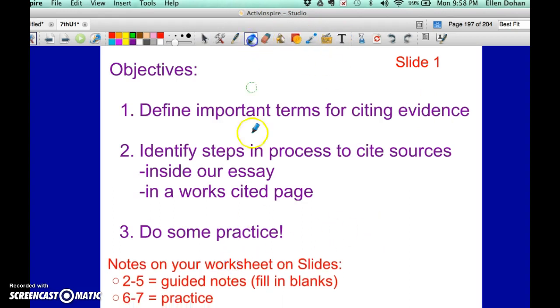So in order to prep for this, you're going to take some notes. You're going to take these notes on the worksheet that you were given in class. You're going to be taking notes on all of the slides except for this one. Pages 2 through 5 are actually guided notes. You're going to fill in the blank. And pages 6 and 7 are actual practice. One we're going to do together and one you're going to do on your own. So make sure you have a writing utensil and that worksheet from class.